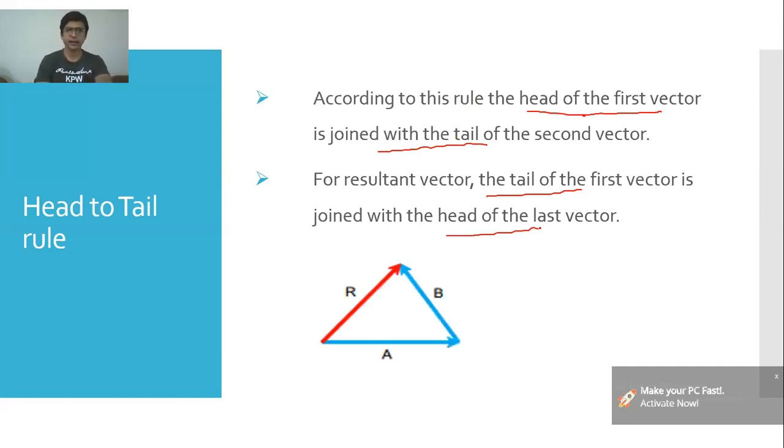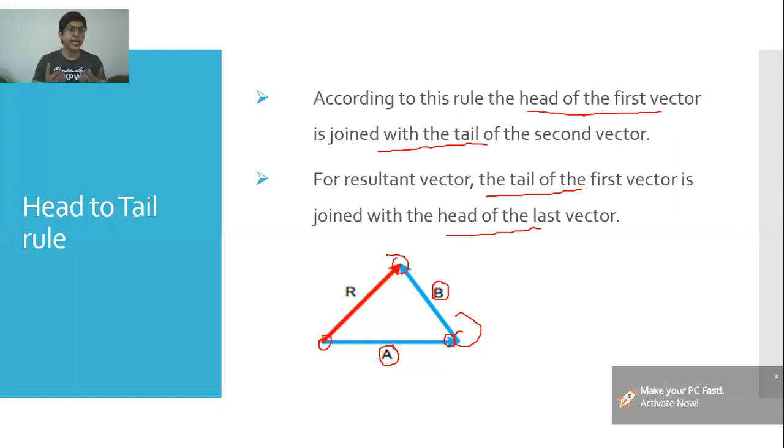For example, this is a diagram. In this diagram, there are two vectors. One is vector A and one is vector B. Vector A is in the horizontal direction and vector B is inclined at some angle. This is our first vector. This is our second vector. I have joined the head of the first vector with the tail of the second vector, and for the resultant vector, this is the resultant vector. We have to join the tail of the first vector with the head of the last vector. So in this way, we add vectors by the head to tail rule.